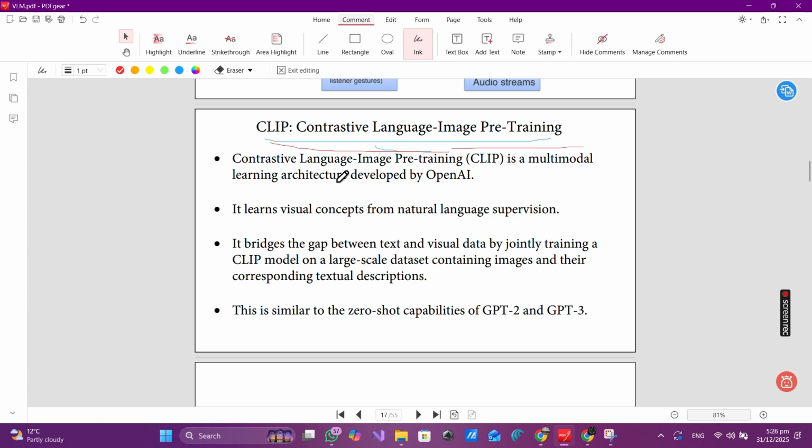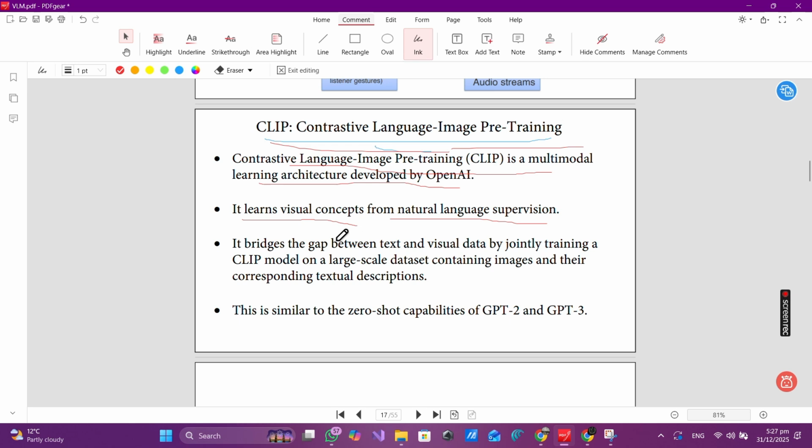After NLP, we thought: what if we do the same in computer vision? How can we do that in computer vision? So here comes CLIP. CLIP is a multimodal learning architecture developed by OpenAI. What it does is it learns visual concepts from natural language supervision. So what does that mean?